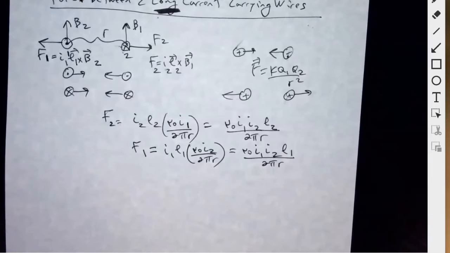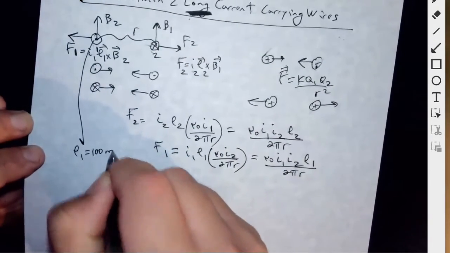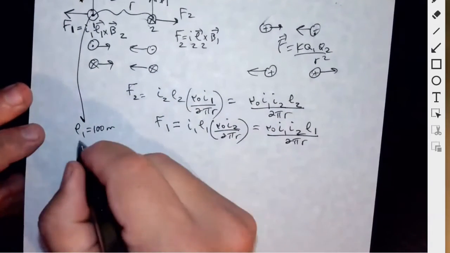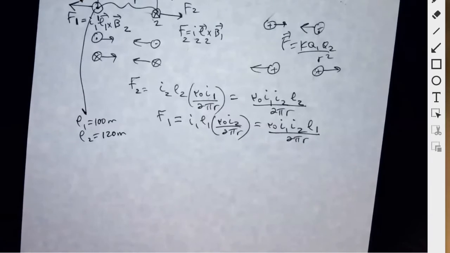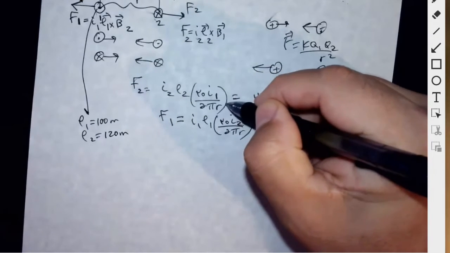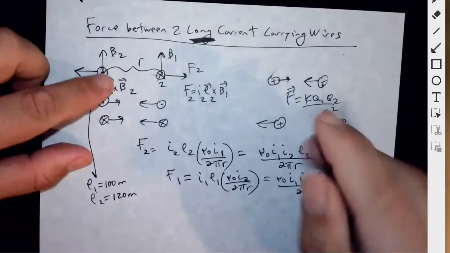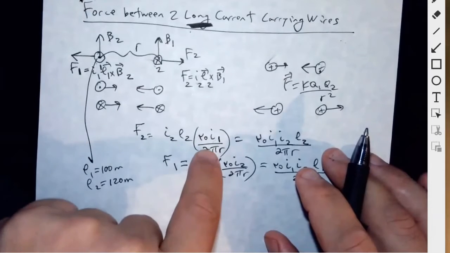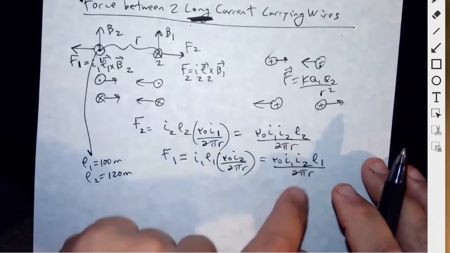It's a legit question. So let's say the length of this is 100 meters, which is long enough to be able to use this equation, and L2 is 120. The answer is that this equation we're using is an approximate equation, and it works when the wires are long enough and their distance from each other is close enough. So that's one argument. The other argument is that technically these forces should be the same.